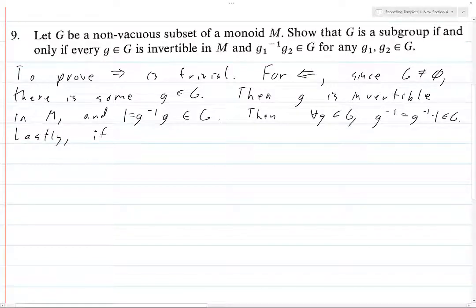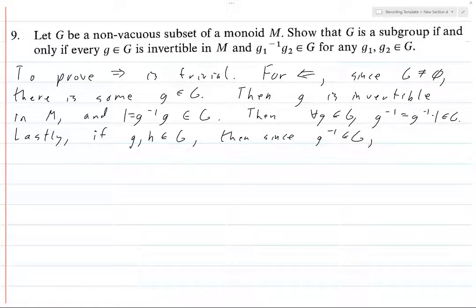Lastly, if g and h are in G, then since g inverse is in G, it actually matters what order you prove these things in, because we needed to do it in this order, at least for this proof. This proof that I'm doing would not have worked if you flipped the orders, because you needed 1 to be in G in order to get that g inverse was in G. And you need g inverse to be in G to do what we're about to do.